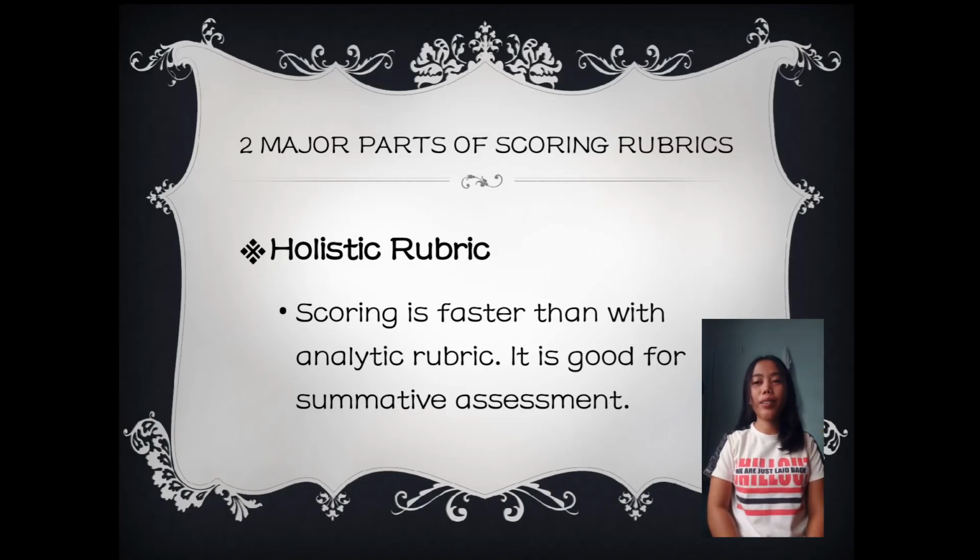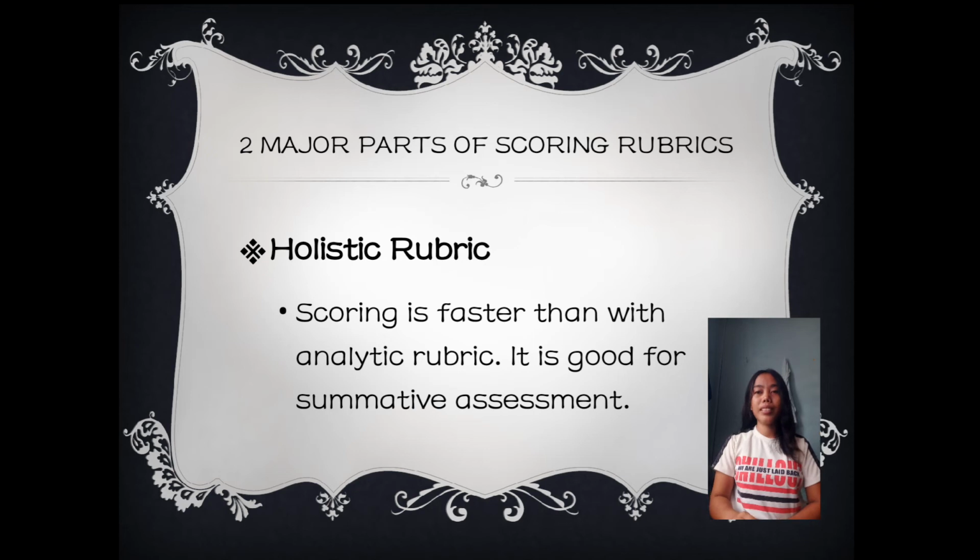Scoring is faster than with an analytic rubric. It is good for summative assessment. A holistic rubric consists of a single scale with all criteria to be included in the evaluation being considered together. With a holistic rubric, the rater assigns a single score based on an overall judgment of the student work.